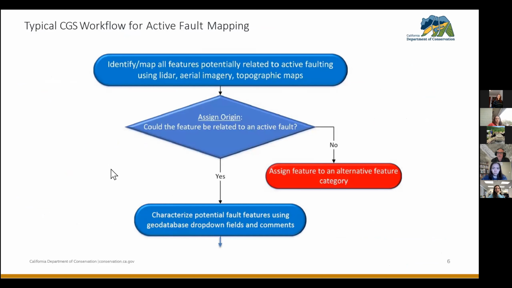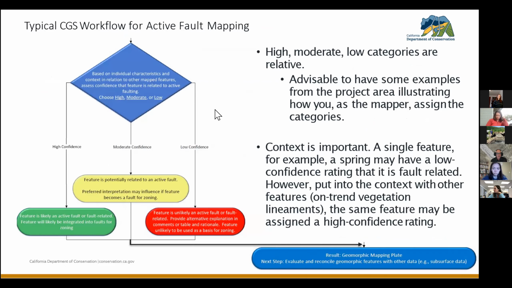And then this is their workflow: identify all features potentially related to active faulting using LiDAR, aerial imagery, and topographic maps. This is what you guys are doing. The bulk of the work is in that upper one. And then we make this kind of interpretation, assigning the origin and characterizing potential fault features, or saying that they're not faulted. And then here's another one that's working on a flowchart for confidence. You see at the bottom right, they always try to have this geomorphic mapping provided for some of their products as a support for the interpretation.